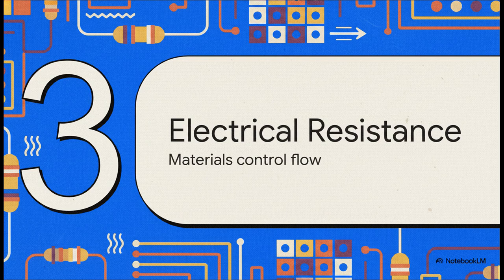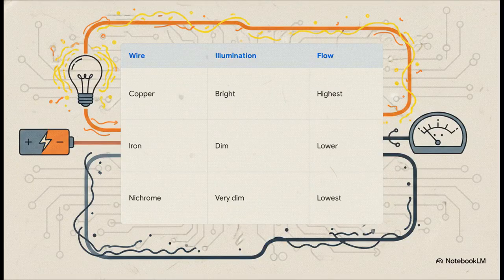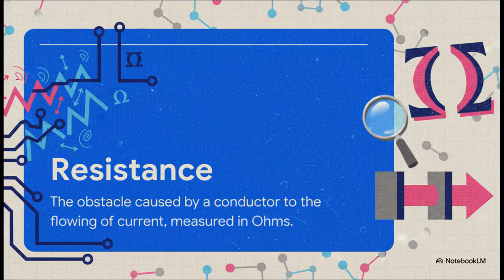All right, section 3, the pushback, electrical resistance. This is how materials control the flow. Having a push and a flow is really only 2/3 of the story, because, well, materials naturally push back. If you wire up a simple circuit and start swapping out the conductor, the data speaks for itself. Using copper gives you bright illumination and a super high flow. Swap that for iron, and suddenly the bulb dims because the current drops. Use something like nichrome, and the flow is choked down to practically nothing. So this totally proves that the material itself dictates the rules.